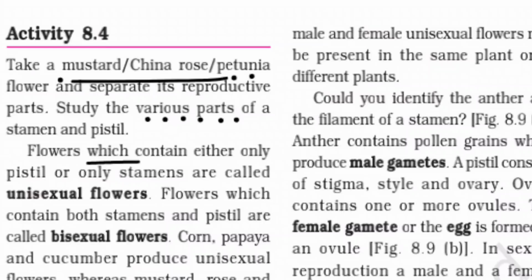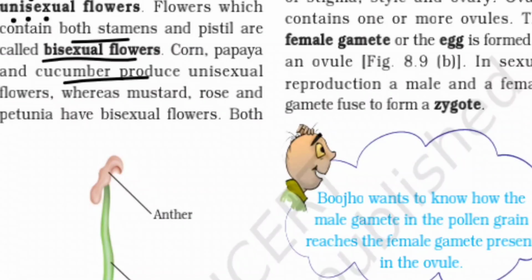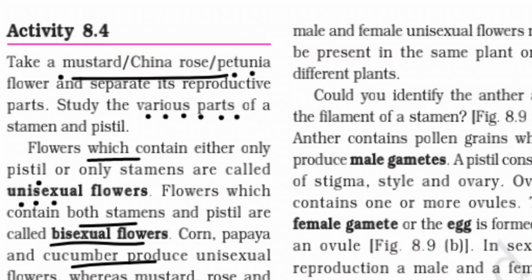Flowers which contain either only a pistil or only a stamen are called unisexual flowers. Flowers which contain both stamen and pistil are called bisexual flowers. Corn, papaya, and cucumber produce unisexual flowers, whereas mustard, rose, and petunia have bisexual flowers. Both male and female unisexual flowers may be present in the same plant or in different plants.